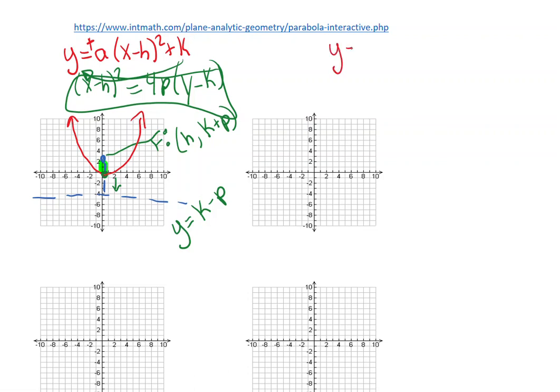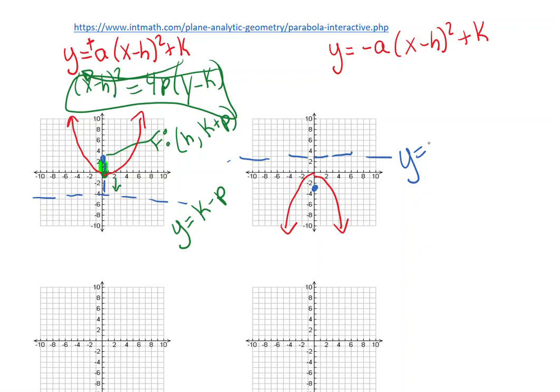Now, we're just going to look at this from a few different angles. Let's say that it was y equals negative a times x minus h squared plus k. What's going to happen with this is that it's going to open downward, because that's negative a, and that focus is going to be on the inside and that directrix on the outside. Again, because that directrix is a horizontal line, it's going to be y equals k minus p. It's that distance. And that focus is going to be h comma k plus p.